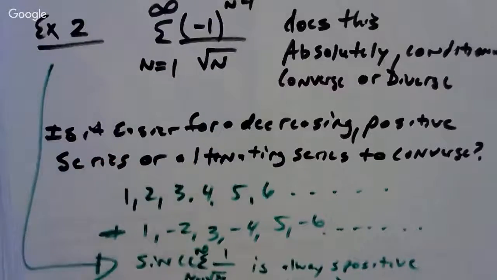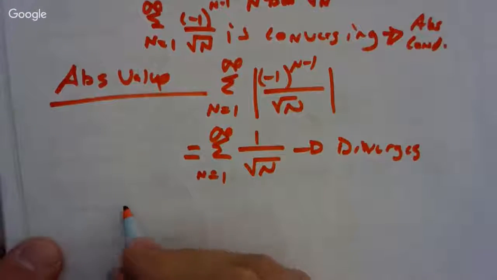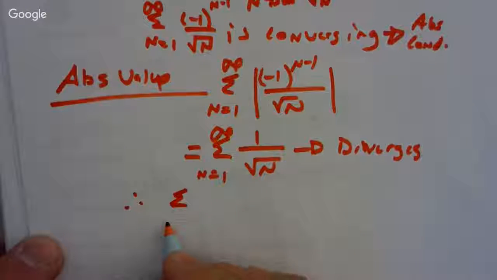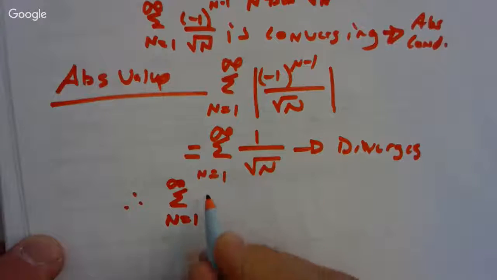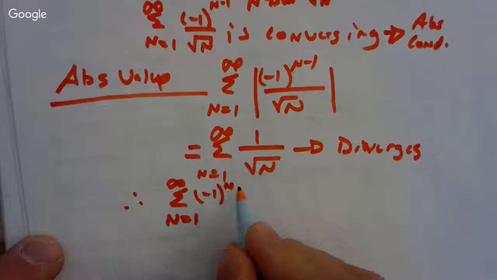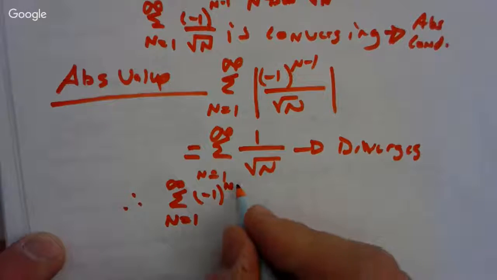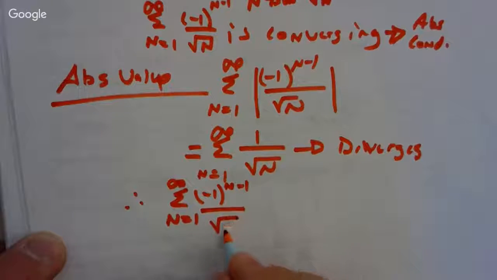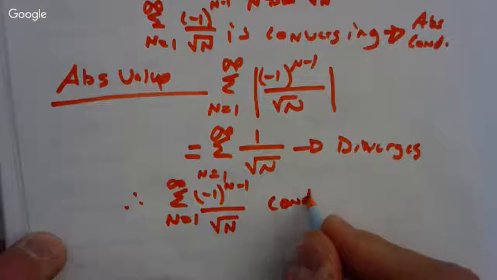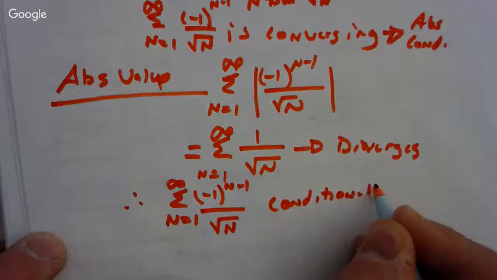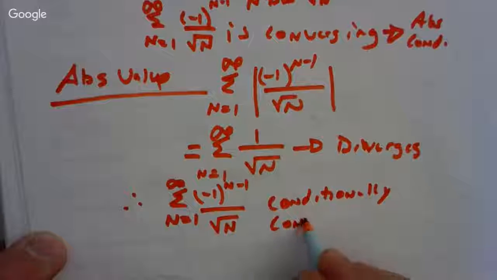It conditionally converges. So, therefore, the sum from n equals 1 to infinity of -1 to the n, is it n minus 1 or n plus 1? N minus 1 over the square root of n conditionally converges.